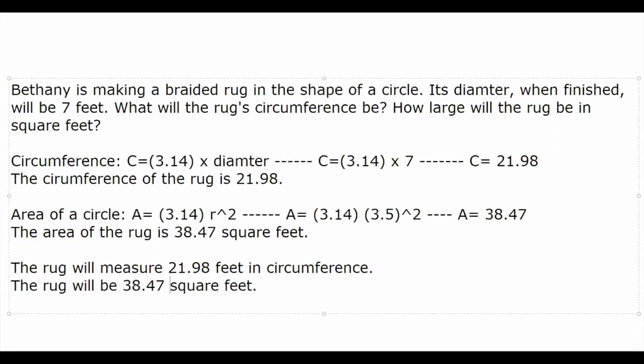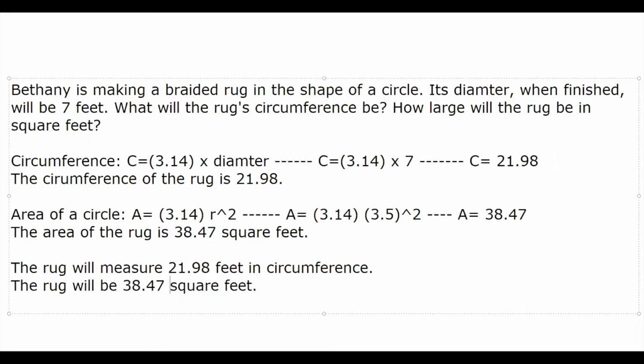And then the area, like I said, I gave you guys the formula here. So 3.14 times radius squared. The radius here, you have to be really careful. It's not the diameter. The radius is half of the diameter, which you guys learned already. So half of 7 is 3.5. So it's 3.5 squared. Just make sure you guys don't make that mistake. So its area equals 38.47 square feet. So that's the second question.